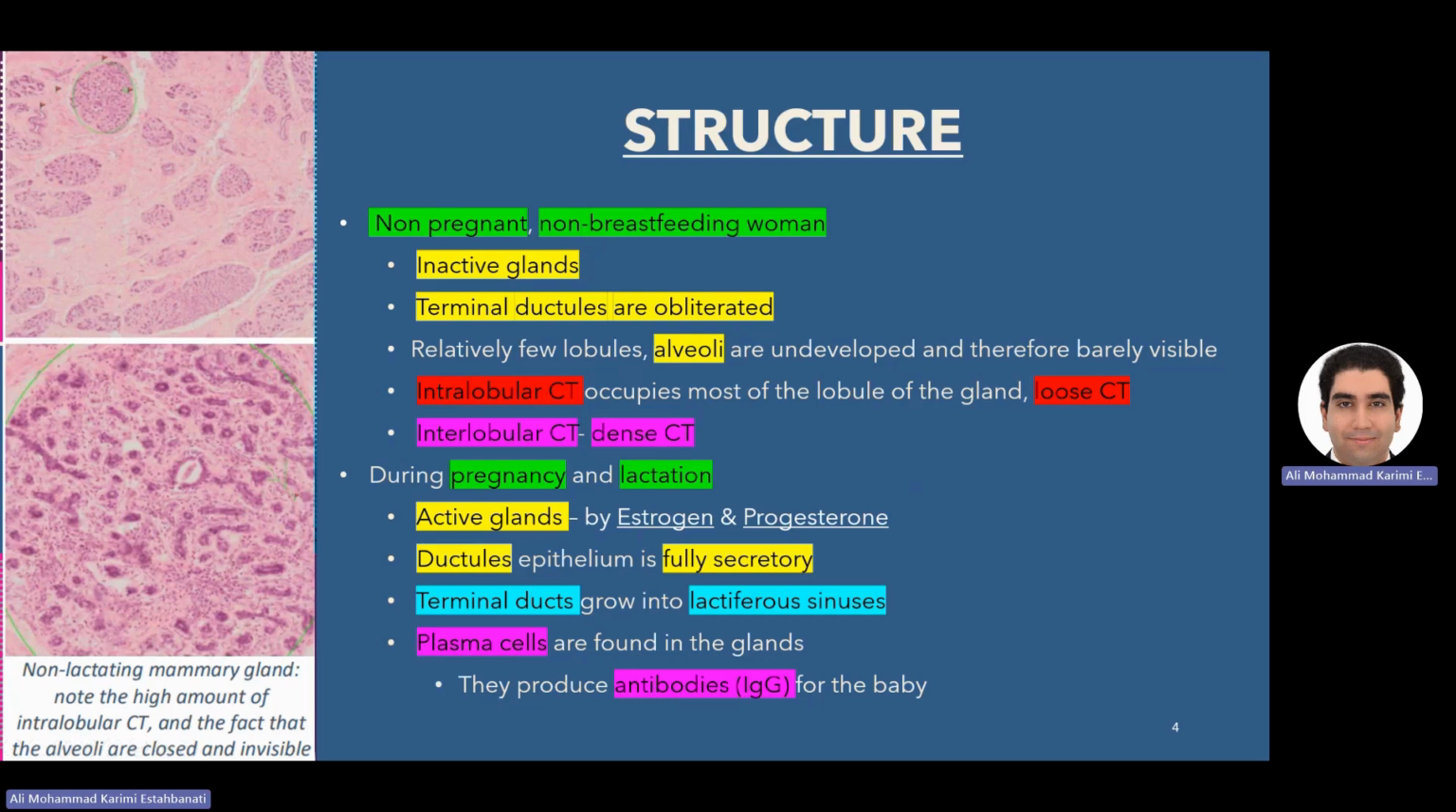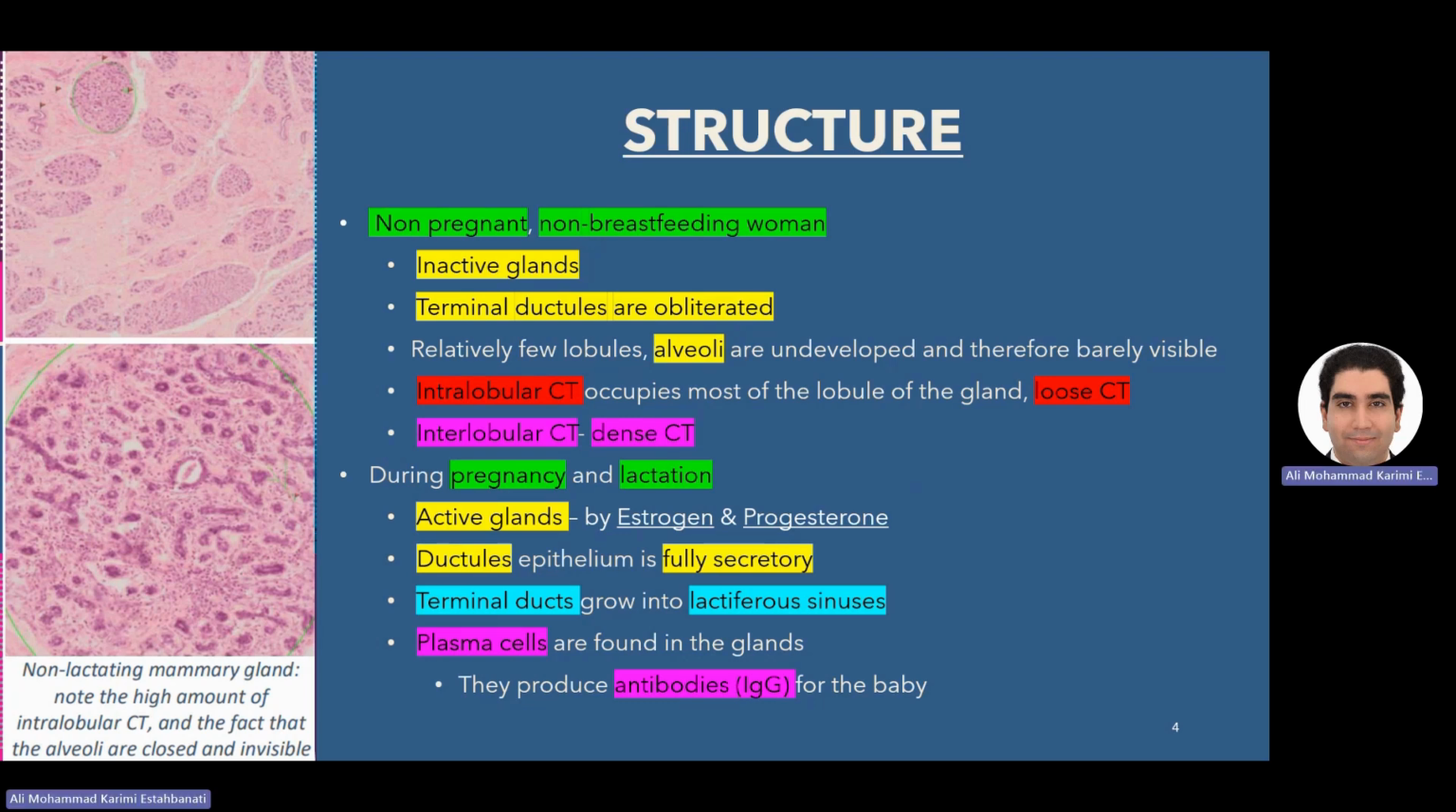Now, when the female is pregnant, the lobules start to proliferate. They become active by estrogen and progesterone. They get bigger, and the ductal epithelium starts to be fully secretory. The terminal ductules get formed again, and also the lactiferous sinuses, and plasma cells are going to be found in that area as well, because in the milk that is being ejected, we need antibodies for the baby, because at the beginning the baby doesn't have enough antibodies, and still cannot produce enough antibodies by itself.